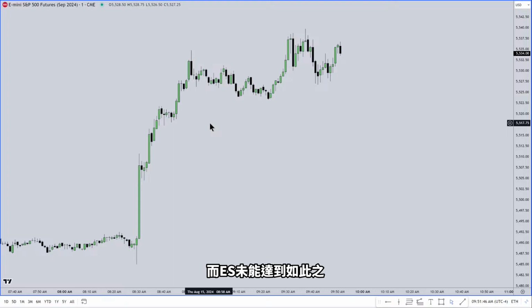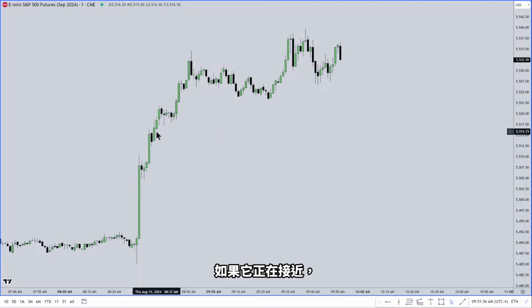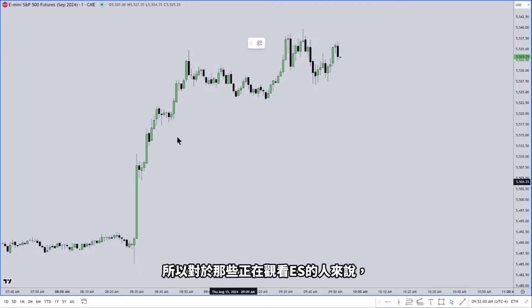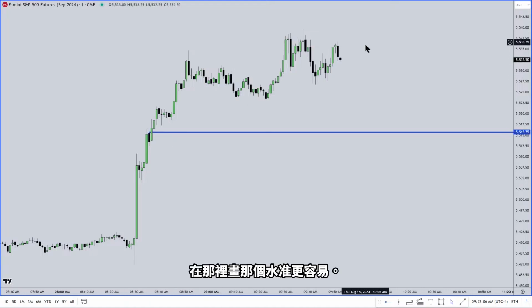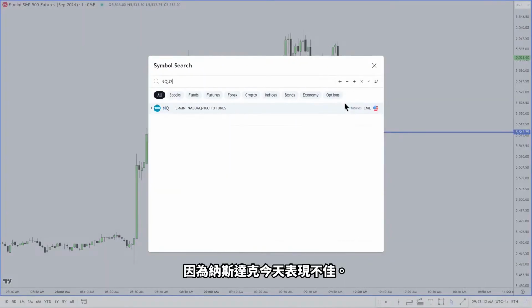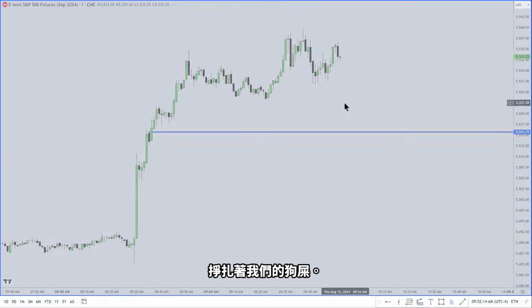My eye's going here. So if it's going near, I like that gap for ES. So for those that are watching ES, just look at it like this. It's easier for me to draw that level there, but it still might first initially take out that high because we have NASDAQ flexing today, strutting her stuff.